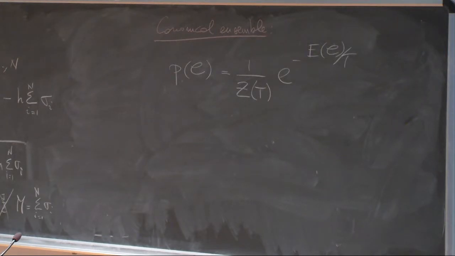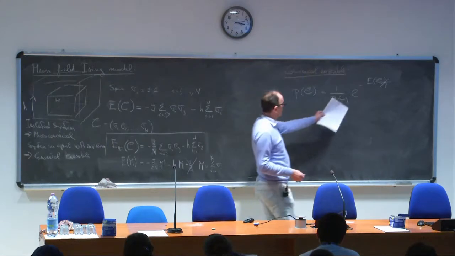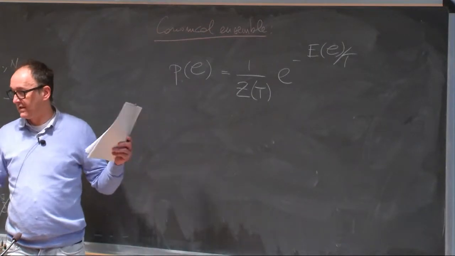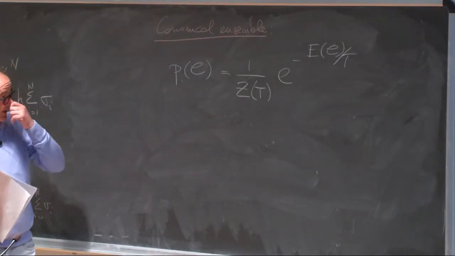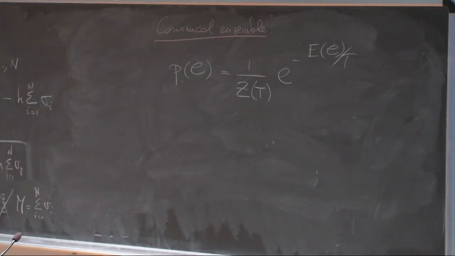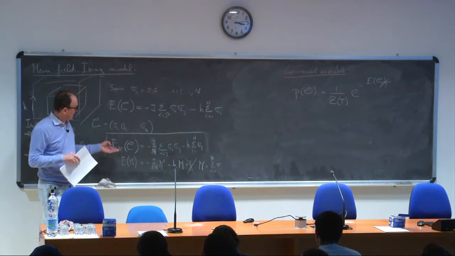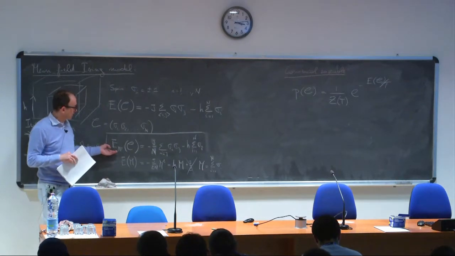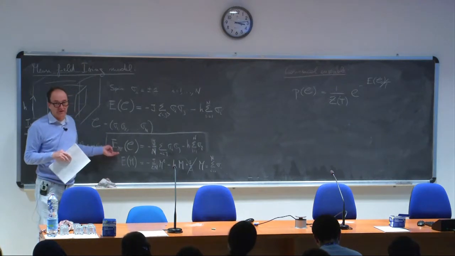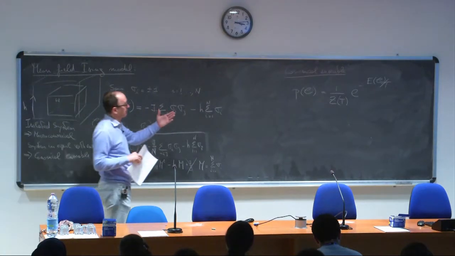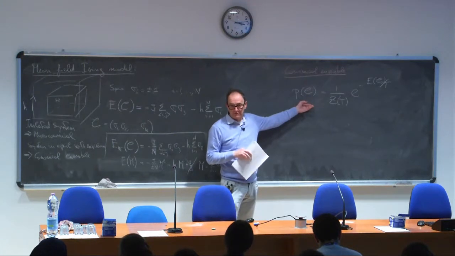Yes, okay, so this comes from a calculation where essentially you say, well, the energy, this function here is all that matters to these spins, everything else is not important. So essentially, what I will do is I will look at the maximum entropy configuration, which has a given value of the expected energy. And then the solution of this problem will give you this probability distribution.